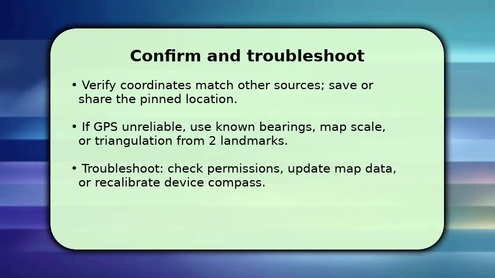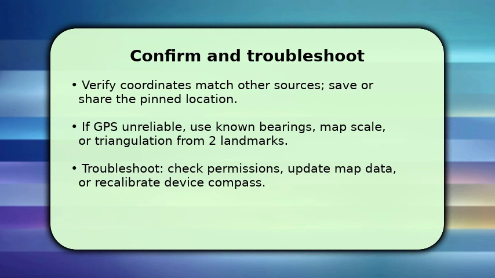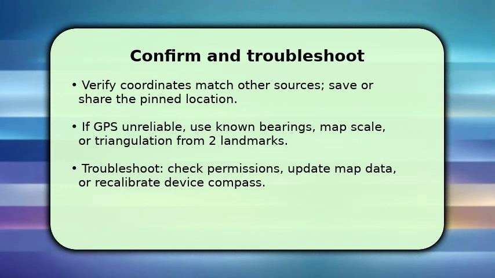If things go wrong, GPS drift, misplacement, or blank tiles, try triangulating from 2 known landmarks or use a bearing and the map scale. Also check app permissions, update map data, or recalibrate the device compass. These fixes resolve most issues quickly.